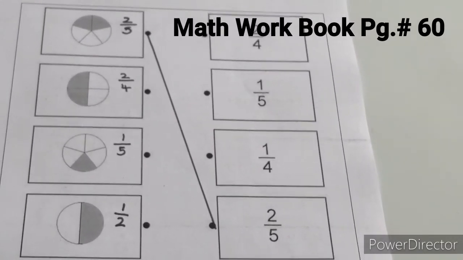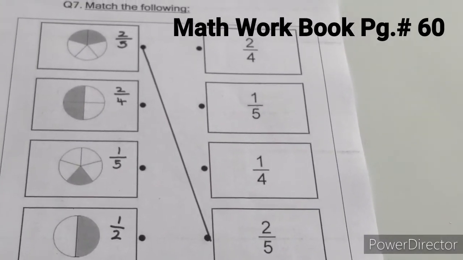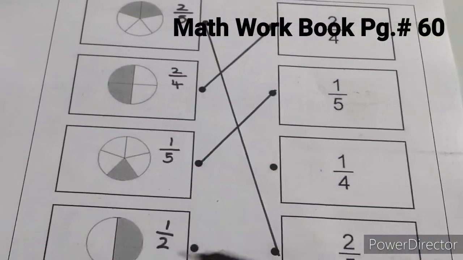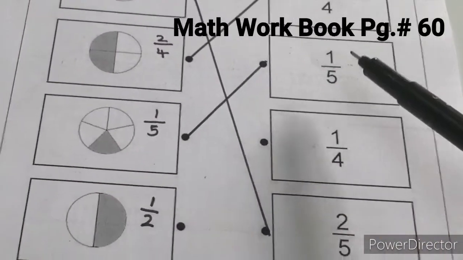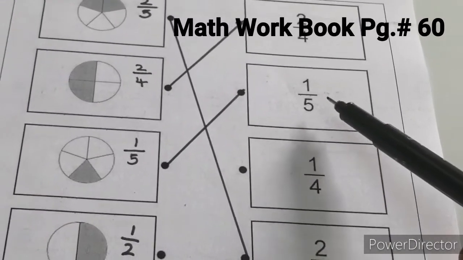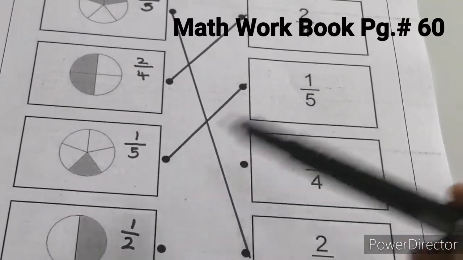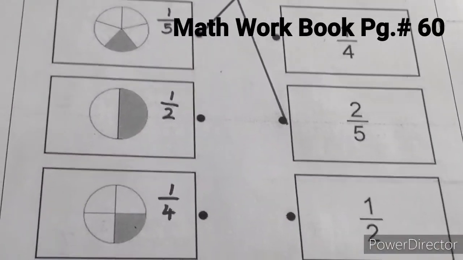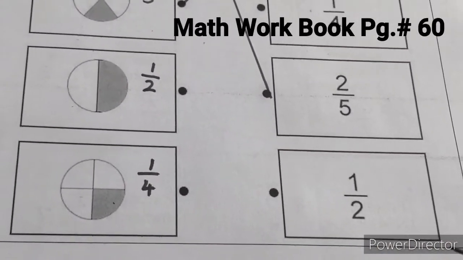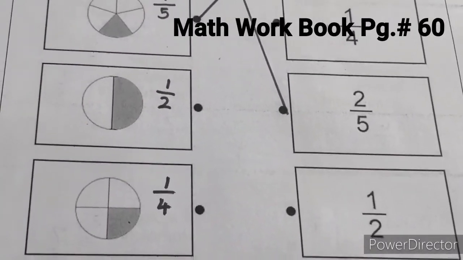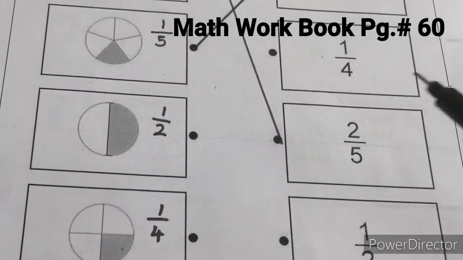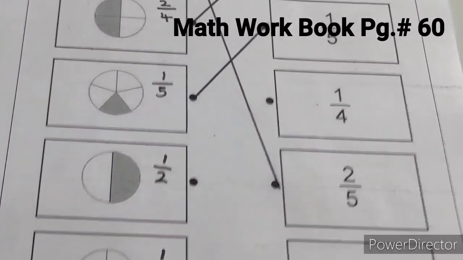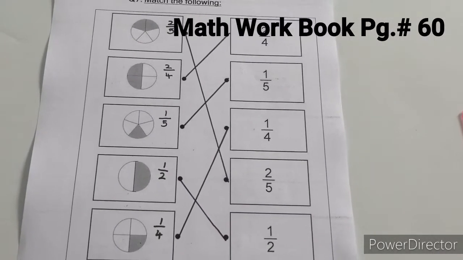Now second, 2 by 4. Where is it? 2 by 4 is on the top. Let's match it. So the next one is 1 by 5. 1 by 5, where it is? It is the second one in the second column. Match it. Now this is 1 by 2. It is the last one. And 1 by 4. It is here, the third one. So please match it. So have you all matched it like this?